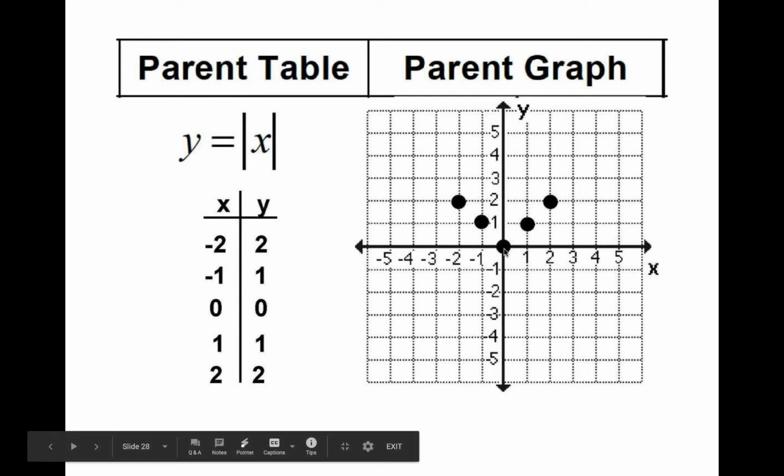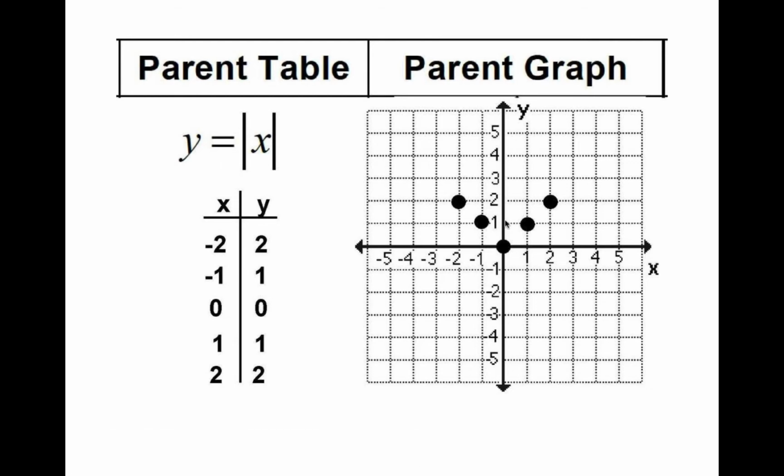Notice it's creating this up 1 over 1 pattern, again and again. So you should be going precisely through the up 1 over 1 pattern, making a V-shaped absolute value graph.